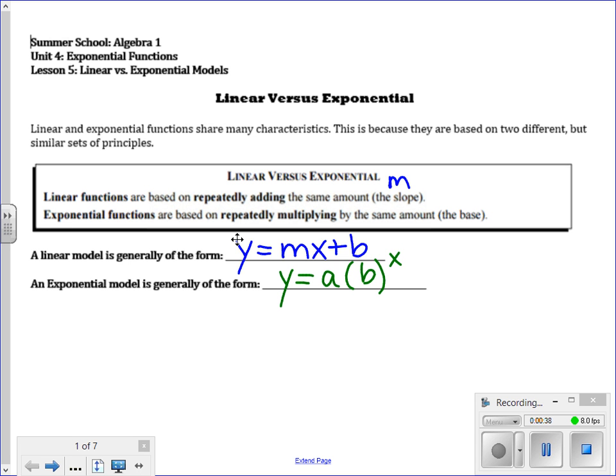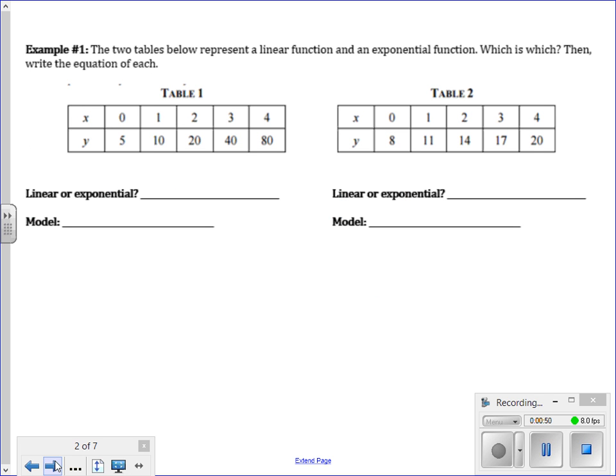Now it's important for us to compare the two models, linear and exponential, because in the real world, these are the most common types of modeling that are taking place for different scenarios. So we have to be able to understand how they work in order to understand problems and do well when we take things like the OST test.